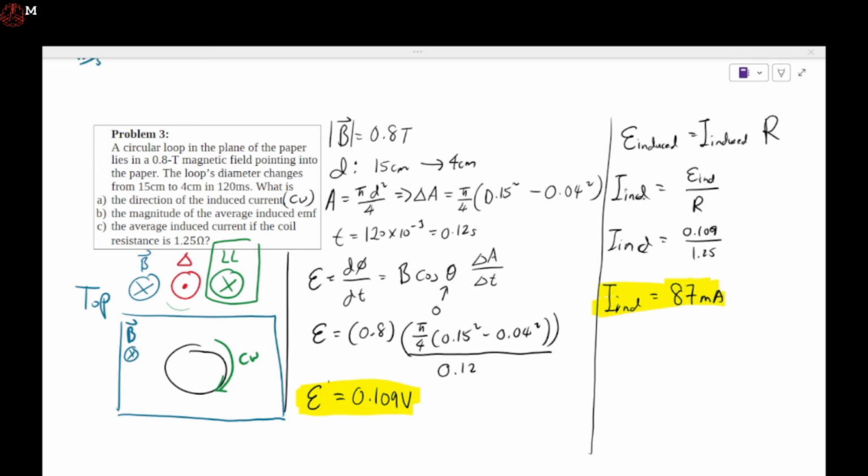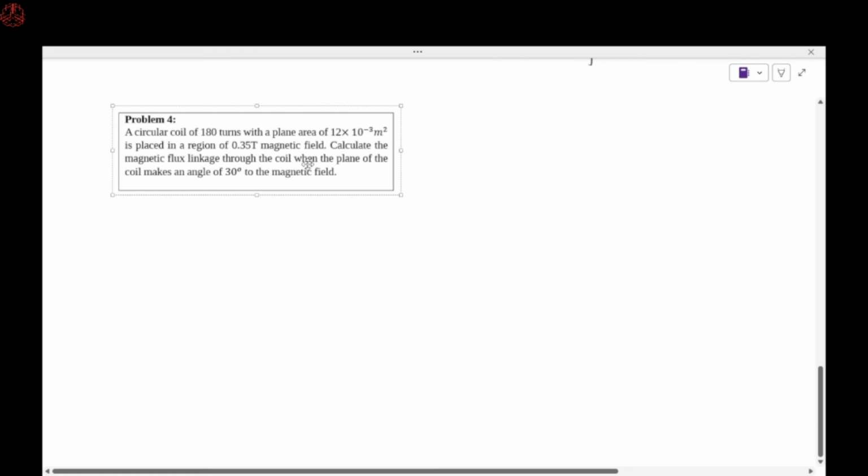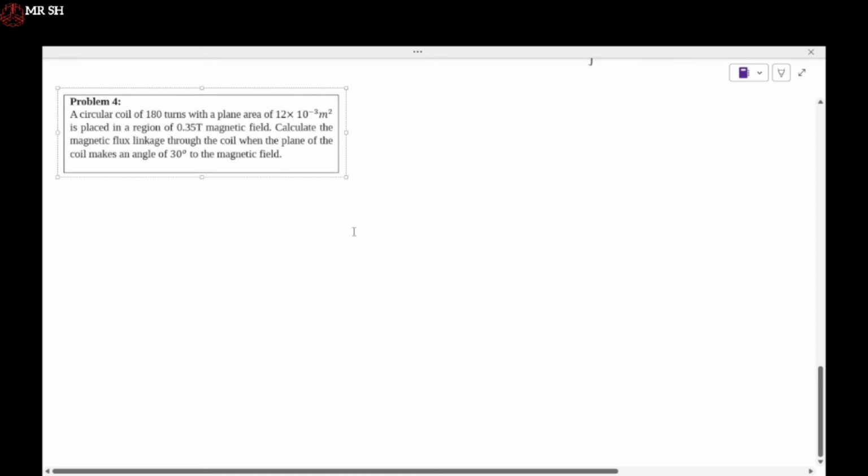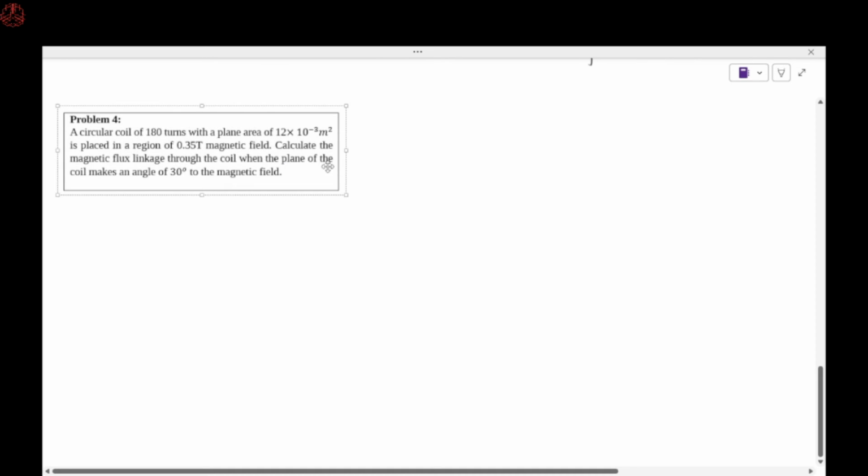Okay, proceed to the next question. Okay, so let's look at problem 4. All right, a circular coil of 180 turns with a plane area of 12 times 10 power of negative 3 meters squared is placed in a region of 0.35 Tesla magnetic field. Calculate the magnetic flux linkage through the coil when the plane of the coil makes an angle of 30 degrees to the magnetic field. Okay, there's a few things that need to be addressed here.